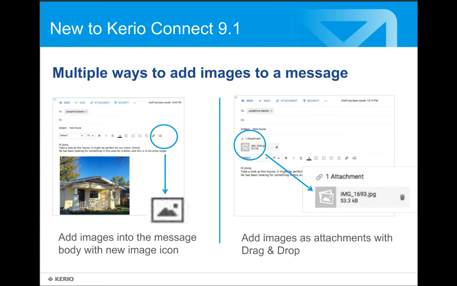Or you can, as was already available, still add an image as an attachment. You can add an image as an attachment in two different ways. You can click the attachment icon and add it directly, or you can drag and drop an image and it will be added as an attachment to your message.